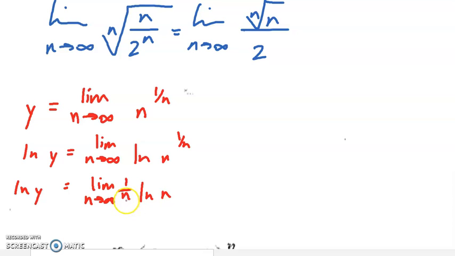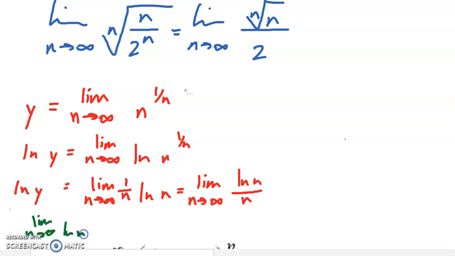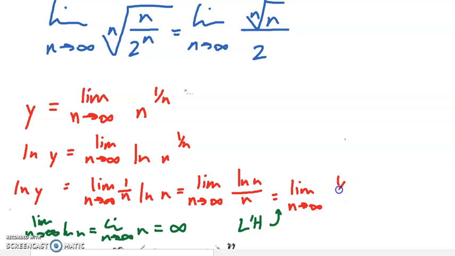And this is 1 over n goes to 0. Natural log of n goes to infinity. But we can easily turn this into a fraction. And we can see that we get natural log of n over n. And because we know that the limit as n approaches infinity of the numerator is infinity and the limit of the denominator is equal to infinity, we know that L'Hopital can apply, and we will take the derivative of the top and the bottom and get 1 over n over 1, and that limit equals 0. The natural log of the value equals 0. That means that if the natural log of y equals 0, y equals 1, because e raised to the 0 equals 1.